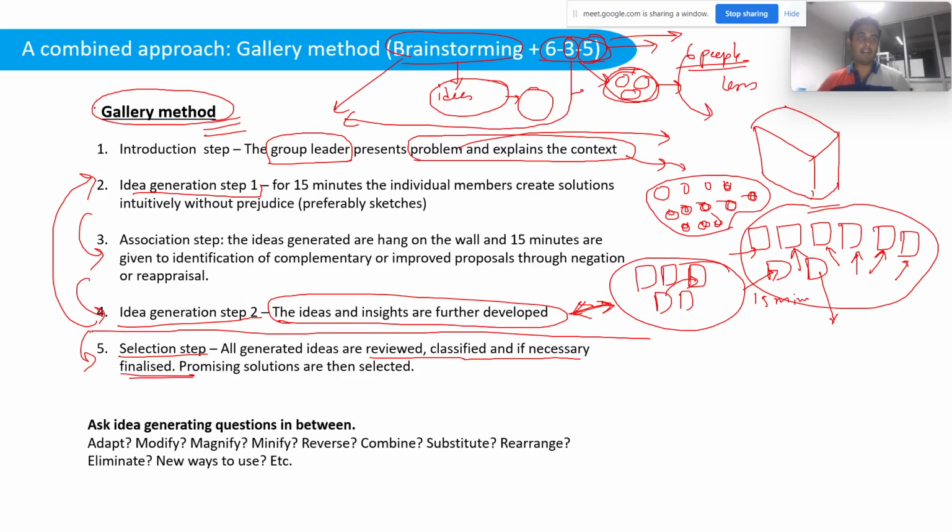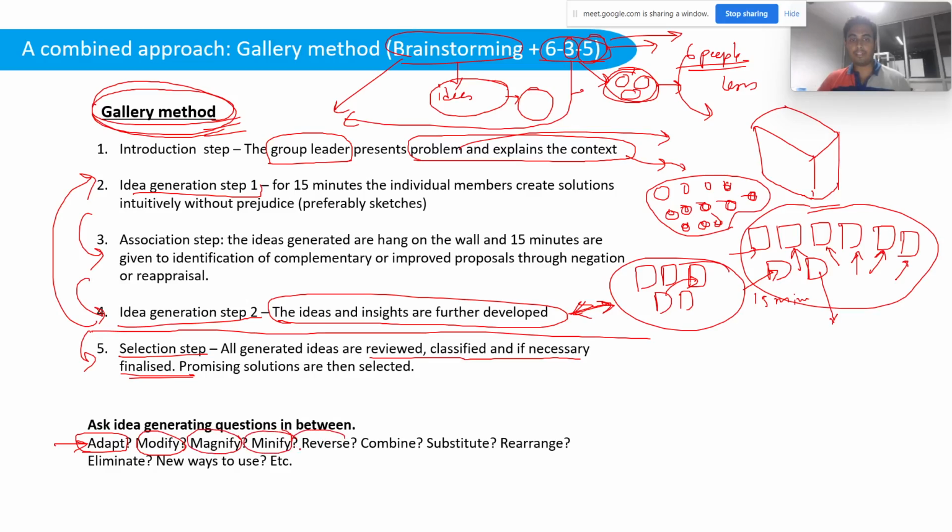And during this particular intuitive process, the team leader can ask various questions to the team members, which may help the members in triggering some of the concepts and ideas. The possible kind of questions can be like, how can we adapt this particular mechanism, or how can we modify this particular portion. So during this association step, where people discuss others' concepts, we can ask this sort of questions.